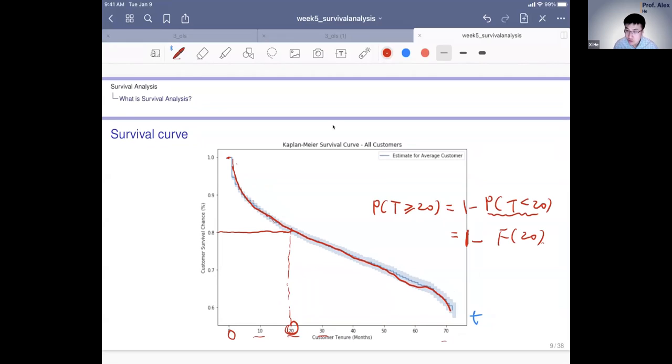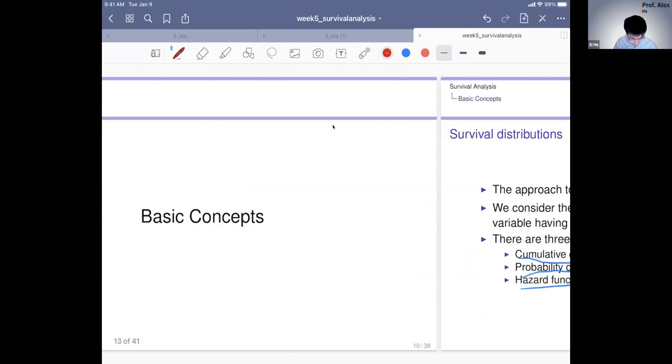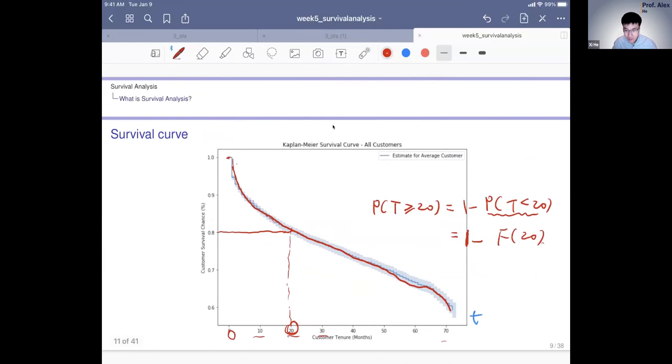Because the definition of the cumulative distribution function is the probability that that random variable is smaller than some value. So the CDF at the value 20 is the probability that this random variable is smaller than 20, which is exactly this. And that's true for every time. This 20 can be any number.